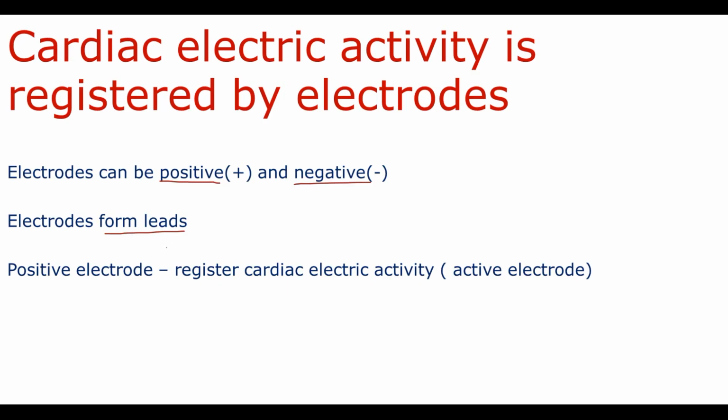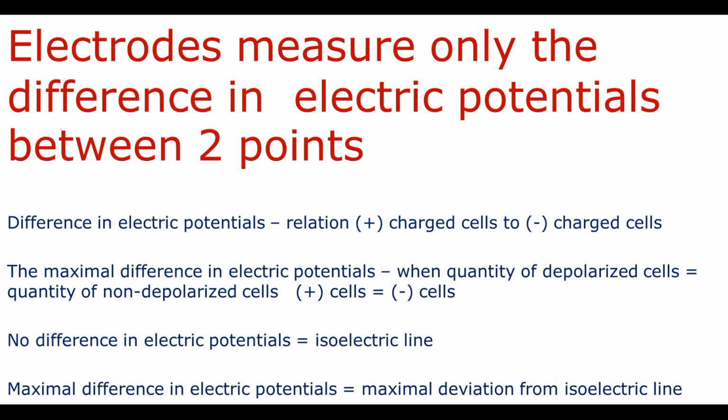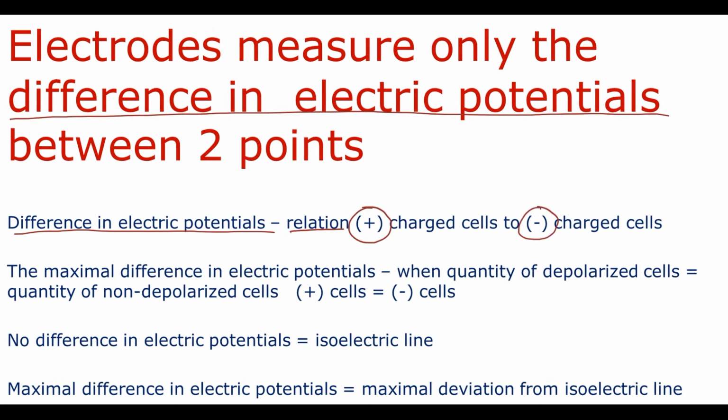So, as we already discussed, positive electrode registers cardiac electric activity that we see on ECG. That's why this electrode is also called active electrode. The next important concept is that electrodes measure only the difference in electric potentials between 2 points. The difference in electric potentials basically is a relation of positively charged cells to negatively charged cells.